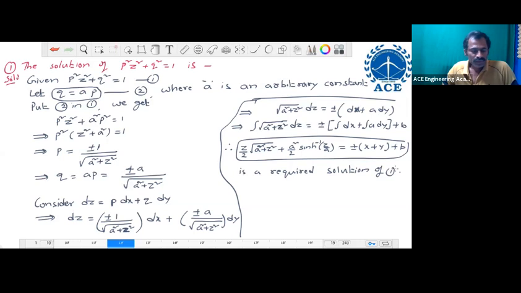This is the second type equation. First type equation is only p and q in the differential equation. Second type is p, q and also z. Next we go to the next type. There are 4 types under shortcut methods for first order nonlinear differential equation. Out of 4, 2 are completed. We are going to the next one.